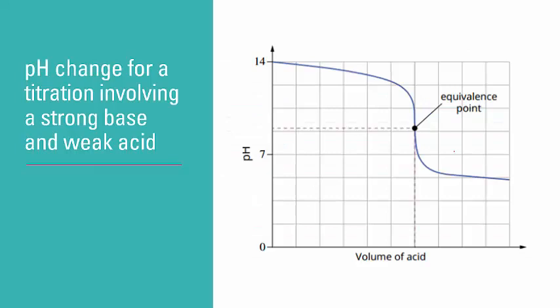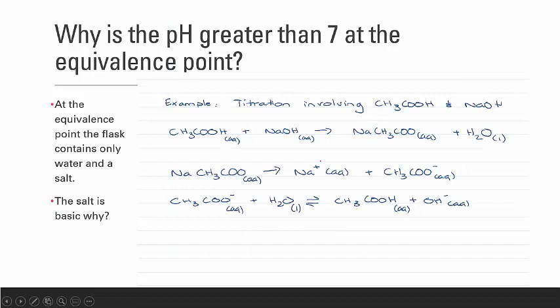Okay, the situation is quite different when we've got a titration which involves a strong base and a weak acid. You can see once again a graph has been plotted to show how the pH changes as the acid is being added. We can see the pH is decreasing, which makes sense because we're adding an acid. But if we once again look for the steep part of the curve and find the midpoint of the steep part of the curve, that corresponds to the equivalence point. And we can see that the pH is now significantly greater than 7. So let's have a look at why that happens.